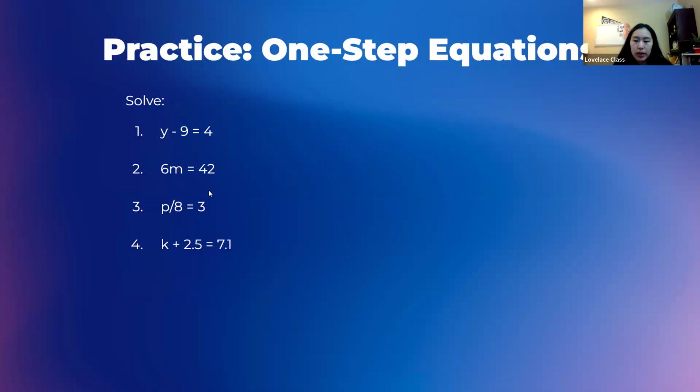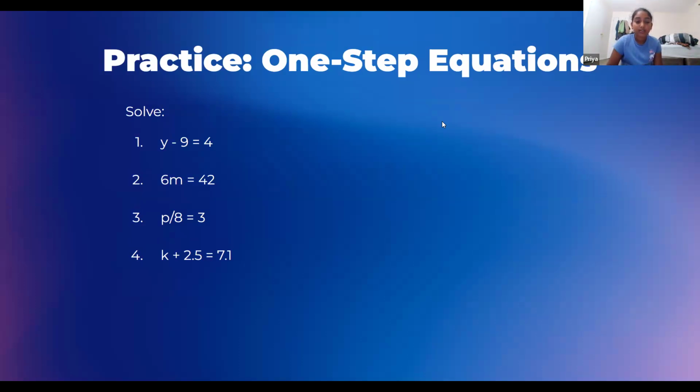Tanisha, do you want to answer the third problem? Sure. You multiply both sides by 8, and on the p divided by 8 side, the 8's cancel out, and then 3 times 8 is equal to 24. So p is equal to 24. Okay, perfect. And Priya, do you want to explain the fourth problem? Yeah. So first, it says k plus 2.5. So I just minus 2.5 on both sides. So I got 4.6. Okay, yeah, perfect.